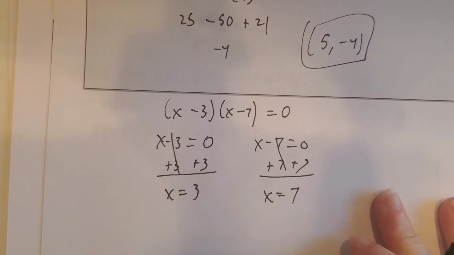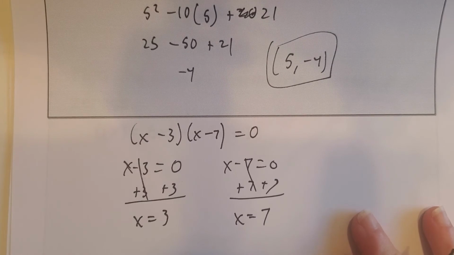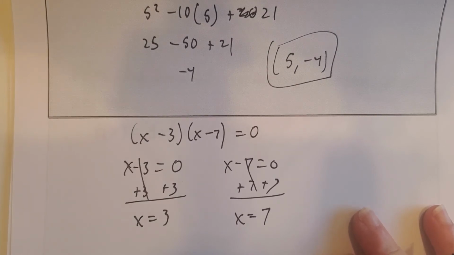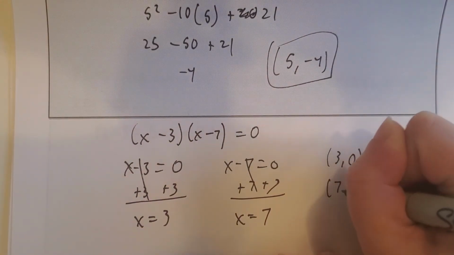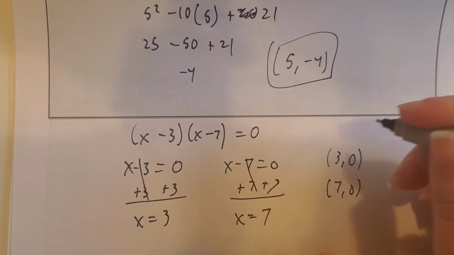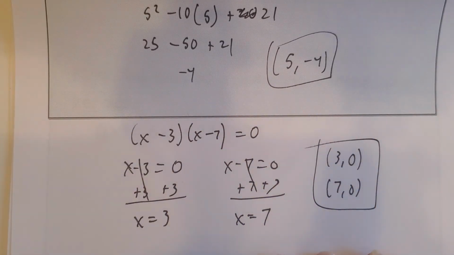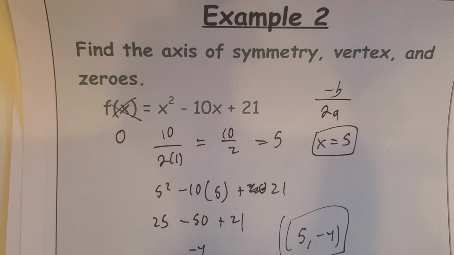But we're talking about zeros. Now we're talking about things involving graphs. So we're talking about zeros and y-intercepts. I will also be looking for you recognizing that these are not just solutions, but ordered pairs. So I will be looking for something like (3, 0) and (7, 0) as the actual answers to this problem. And that's it for this one.